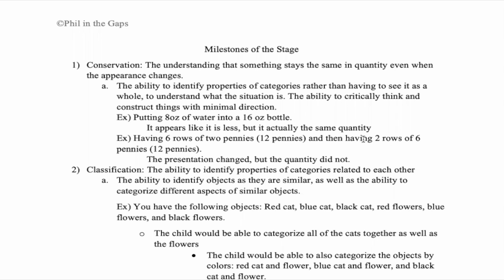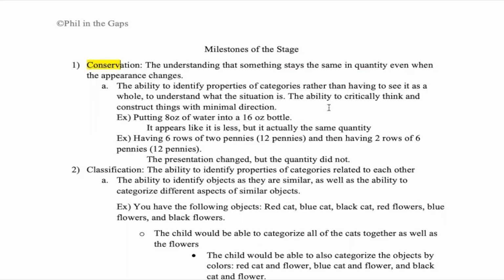The first one, conservation, key emphasis on conserve. If you think of conserving something, it is restoring something or allowing for something to look how it used to look, even though it may have changed within the quantity that used to exist. So conservation is the understanding that something stays the same in quantity even when the appearance changes. Conservation is where you're trying to conserve something and identify that it is still there. So it's the ability to identify properties of categories rather than having to see it as a whole to understand what the situation is. So it's the ability to critically think and construct things with minimal direction.